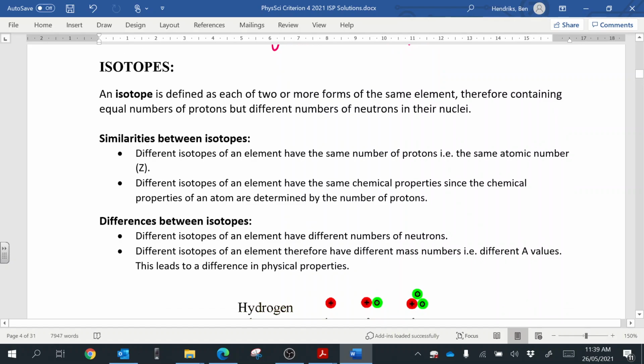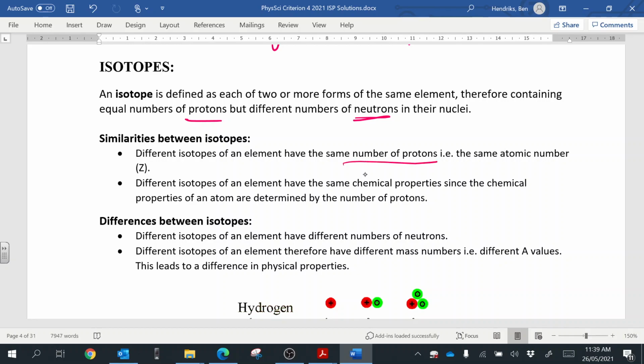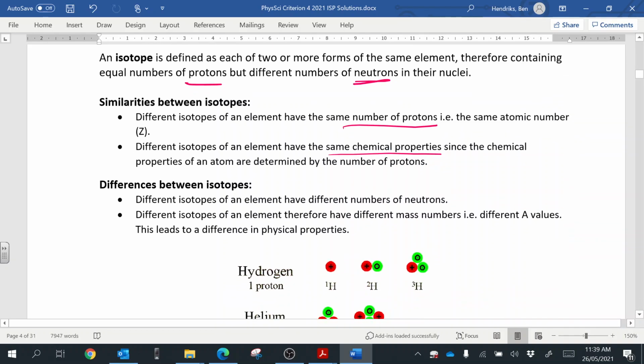An isotope is defined as each of two or more forms of the same element, so they contain the same number of protons, but different numbers of neutrons in their nuclei. Okay, similarities between isotopes. Different isotopes of an element have the same number of protons, okay? Different isotopes of an element have the same chemical properties, because they're determined by the number of protons.